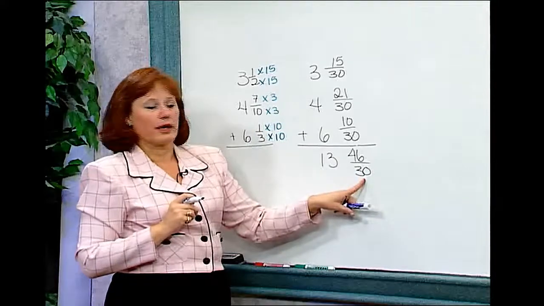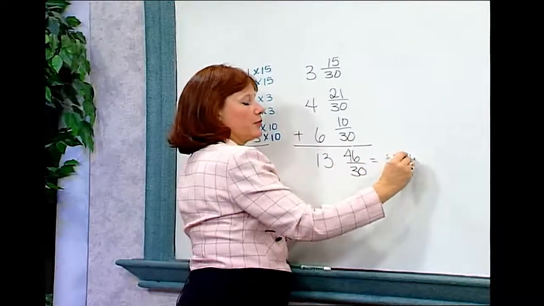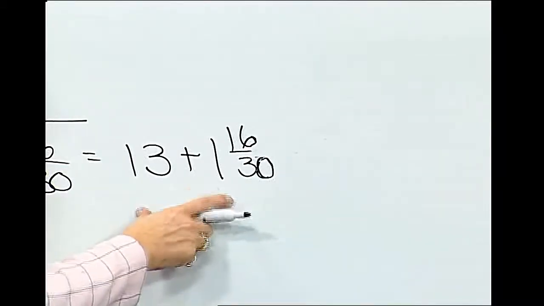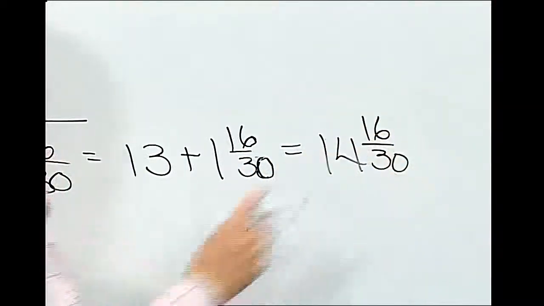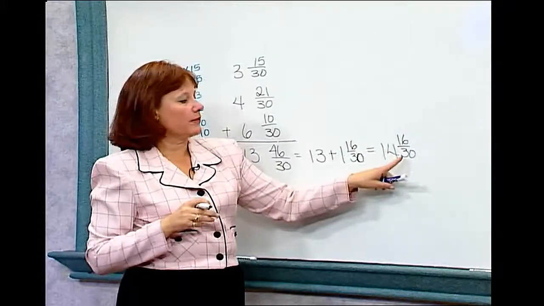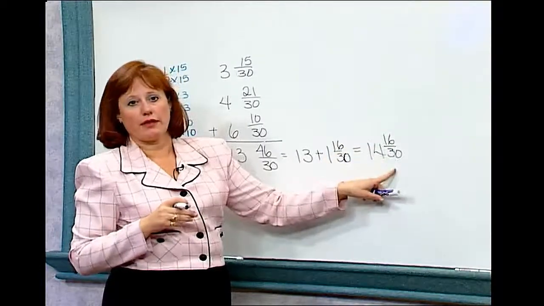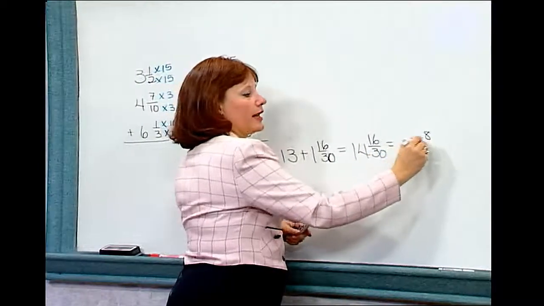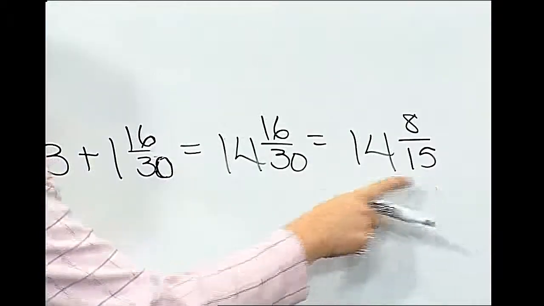I recognize right away that this is an improper fraction, so I'm going to change this to 13 plus 1 and 16/30ths. When I add these two numbers together, I get the mixed number 14 and 16/30ths. But as every math student should know by now, we don't want to leave a fraction in its not reduced terms. This fraction is reducible. I can divide both the numerator and the denominator by 2. When I do that, I'll get 14 and 8/15ths. 16 divided by 2 is 8, 30 divided by 2 is 15.